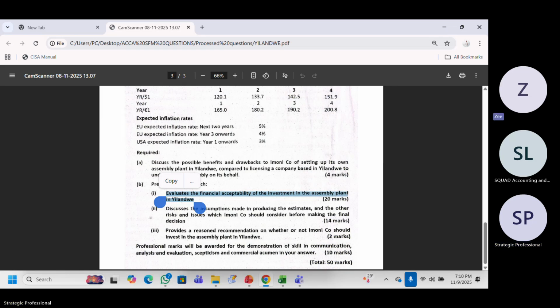Please write it very well, communicate very well, analyze it very well, so that you can get your 50 marks. I pray God will help you in Jesus' name.